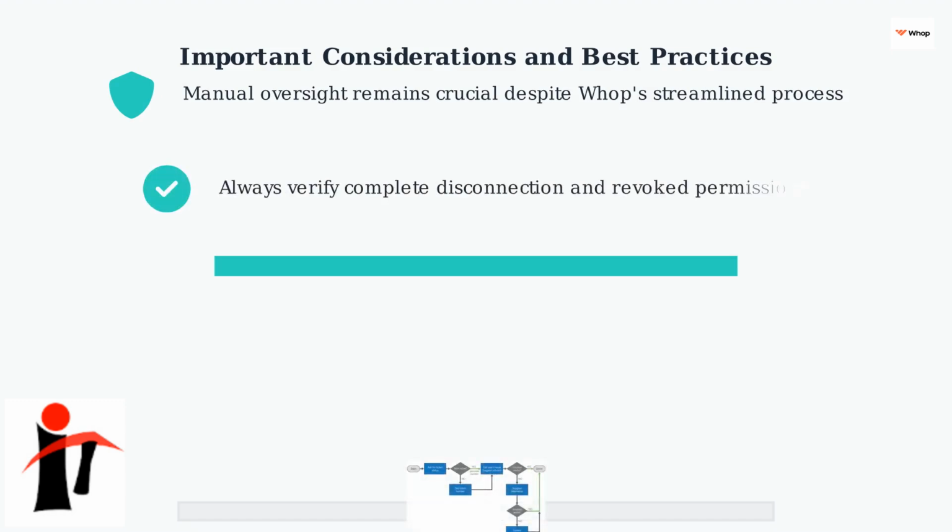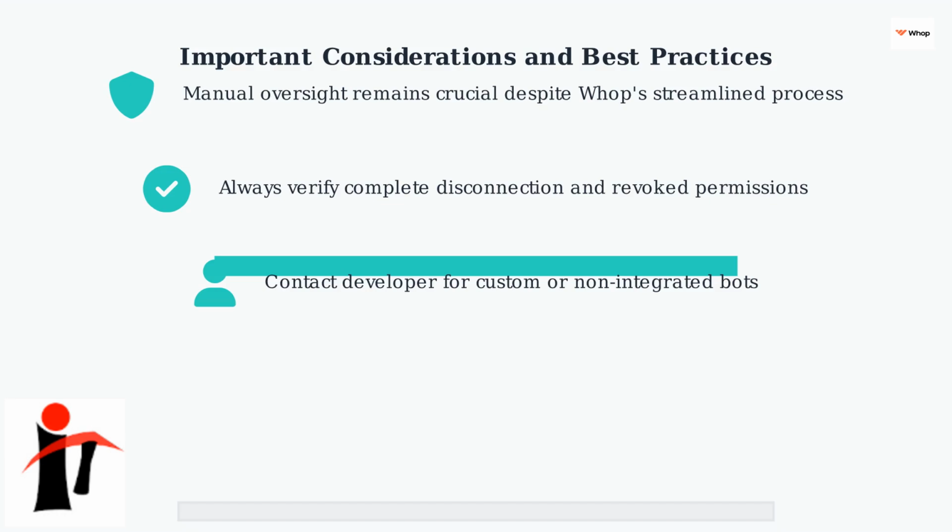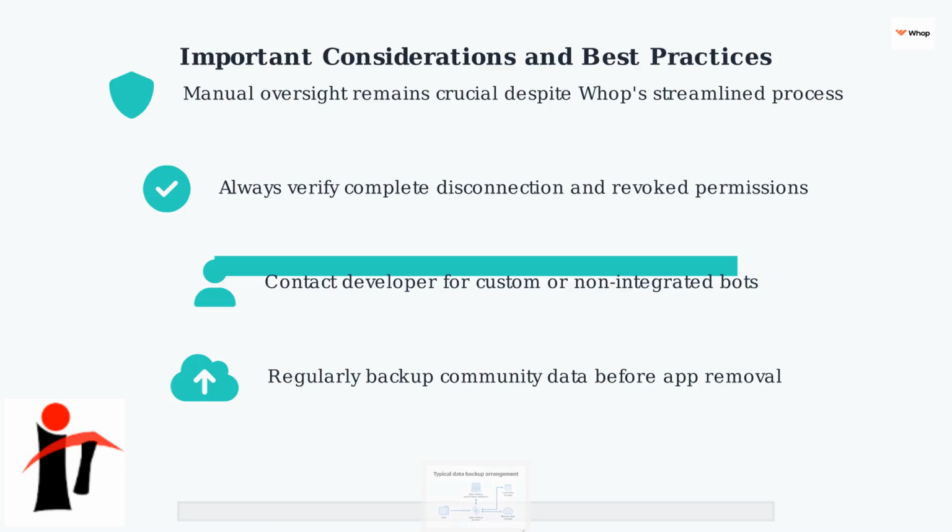Always double-check that the bot is fully disconnected from your Discord server and all its permissions have been revoked through both Whop and Discord settings. For custom bots or those not fully integrated with Whop's tools, you may need to contact the bot developer directly to ensure proper removal. As a best practice, regularly back up your community's data, roles, and settings before removing any app to prevent data loss.